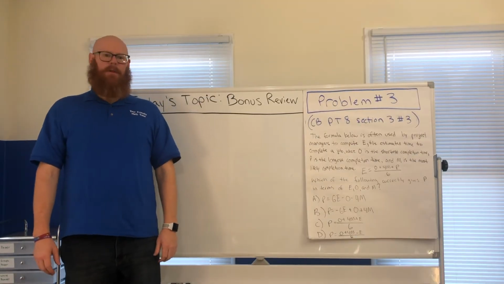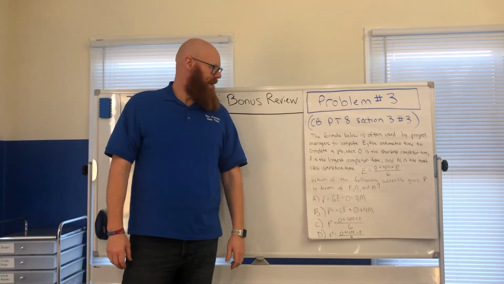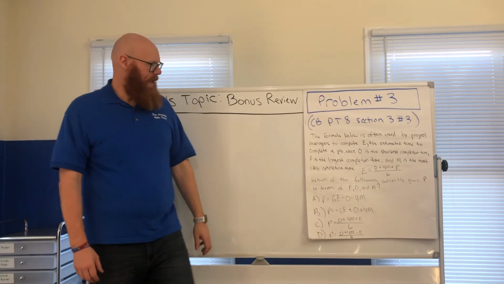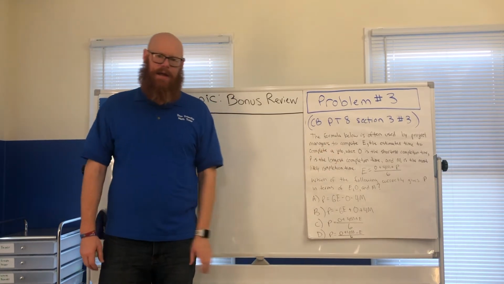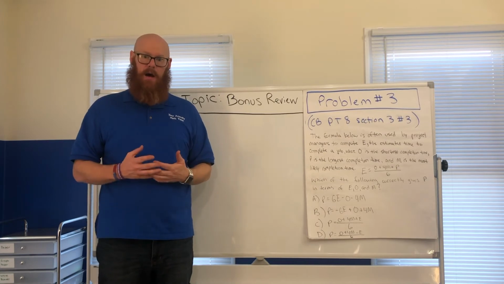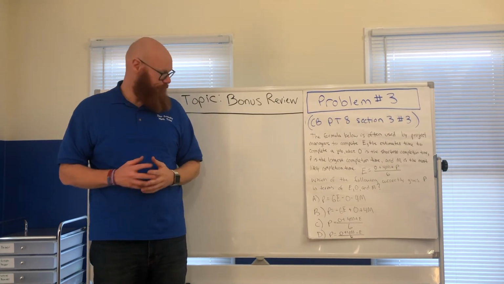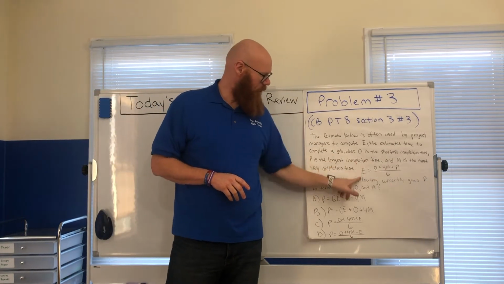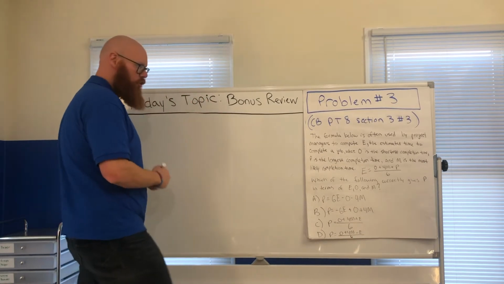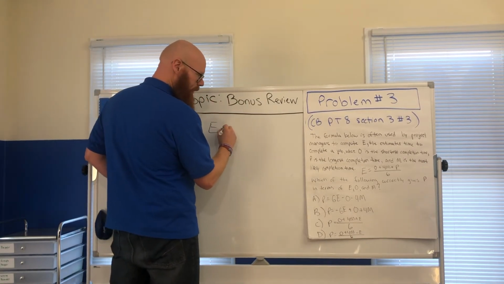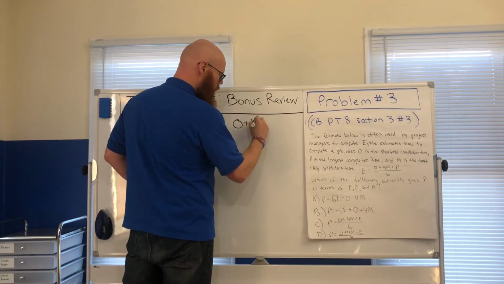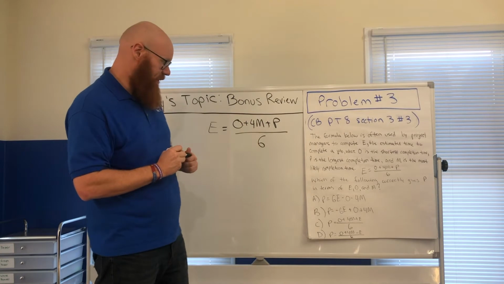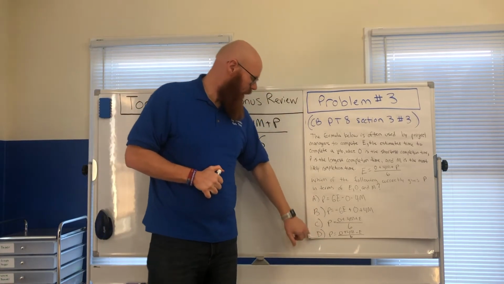All right, now on to problem number 3. College Board Practice Test 8, Section 3, number 3. I'm going to attempt this problem the exact way that I would like you to do this tomorrow when you take your SAT. So instead of reading, I'm going to notice, hey, look, I've got an equation. So I'm going to zoom in on that equation. So E equals O plus 4M plus P over 6. And I'm going to just skip everything else and look at my answer choices.